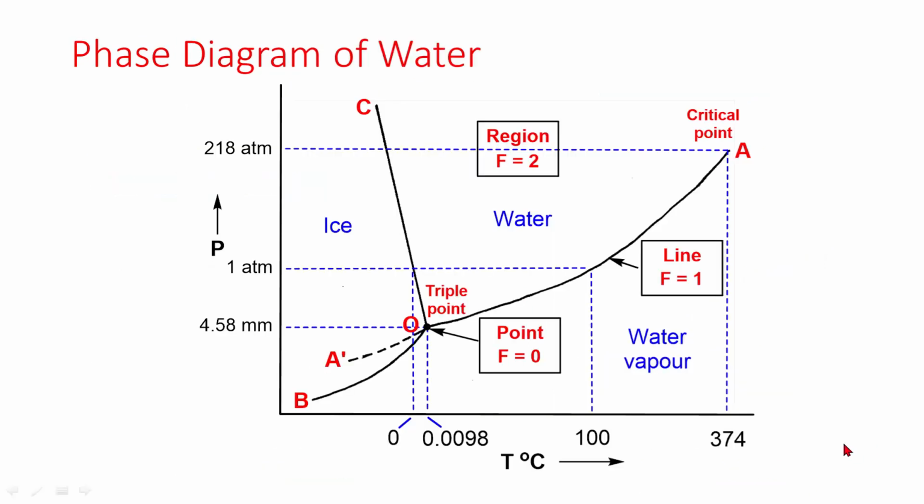This is the phase diagram of water. On x-axis temperature and on y-axis pressure is plotted. The line AO is termed as vapor pressure curve. The line OC is termed as fusion curve. The line OB is termed as sublimation curve. The dotted line OA dash is termed as metastable curve.